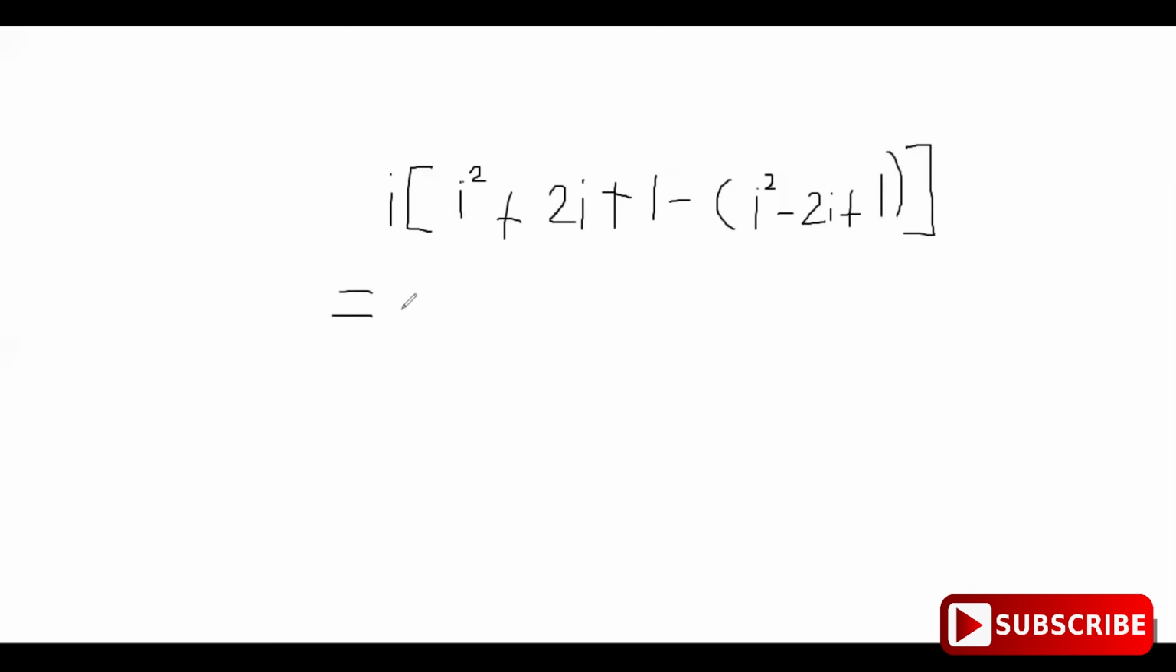So this works out to be i times the i squared minus i squared gone, the 1 minus 1 gone, and so we get 2i plus 2i, which is 4i. And 4i times i is 4i squared. Negative 4. Is negative 4.